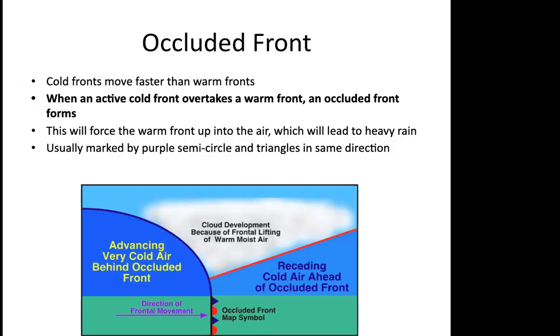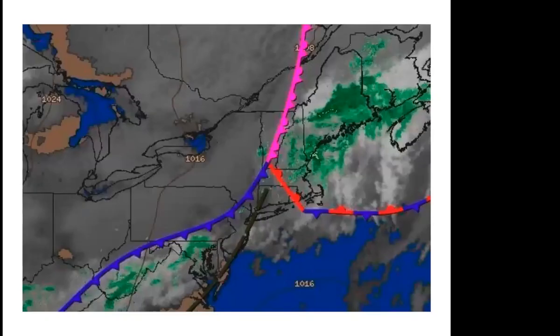And the last one is an occluded front. Cold fronts move faster than warm fronts. So when an active cold front overtakes a warm front, an occluded front will form. This will force the warm front up into the air, which will lead to very heavy rain. This is usually marked by purple semicircles and triangles in the same direction. So stationary, blue one way, red the other. And in an occluded, you have purple semicircles and triangles in the same direction. So it looks like this.